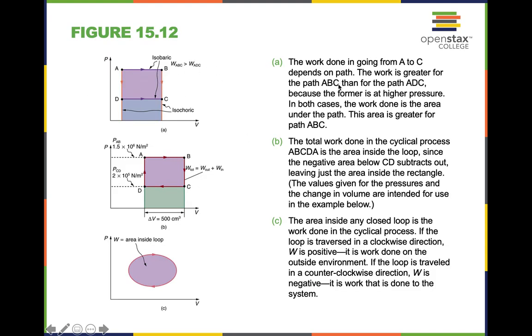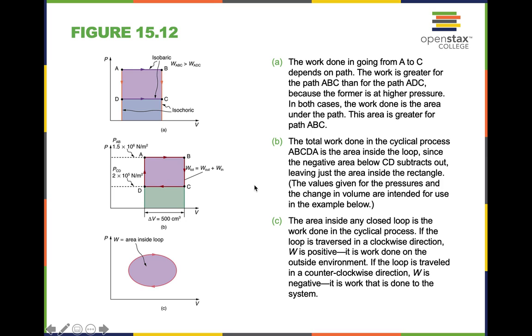So for here, 15.12, for A, the work done going from A to C depends on the path. The work is greater for the path ABC than the path ADC. So A, B, C, then ADC. In both cases, the work done is the area under the path. This area is greater for ABC. So for ABC, you're talking about the whole area here. For ADC, you're talking about just this part down here. So you can see that the area is obviously greater for ABC.